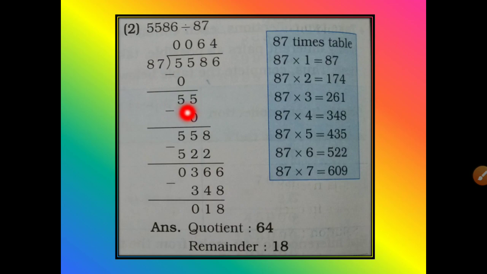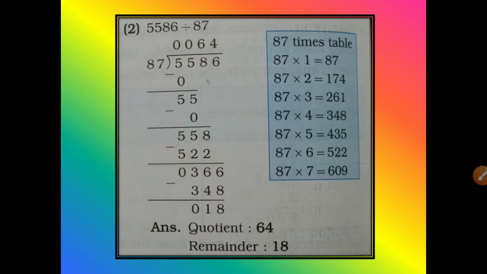Now this number is 55. This number will not come in the table of 87 because this is smaller than 87. Again we will write 0. 87 zeros are 0. 5 minus 0 is 5 and 5. Now copy the third number, that is 8. Now this number is 558. This number is bigger than 87. That means this will come in the table of 87.